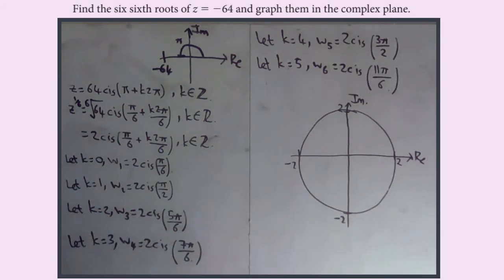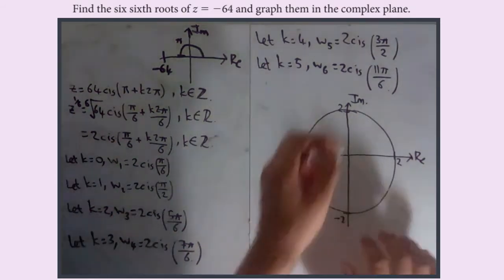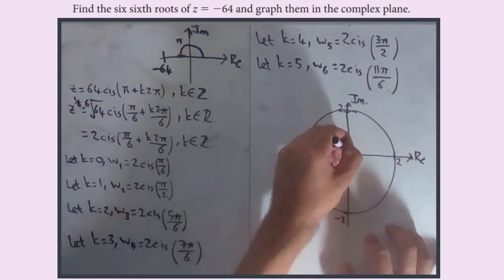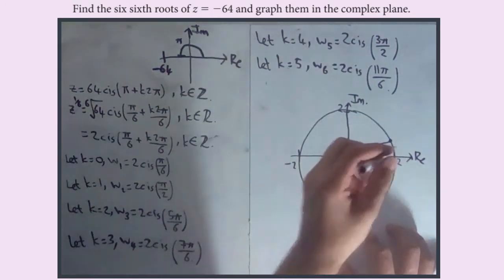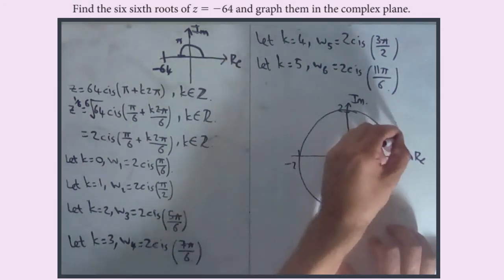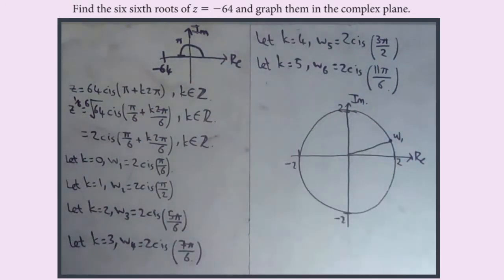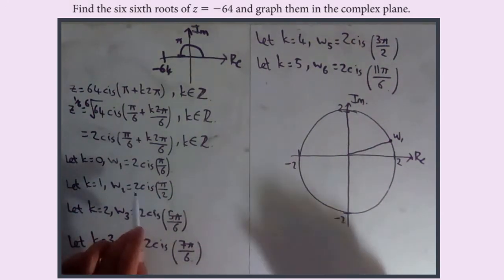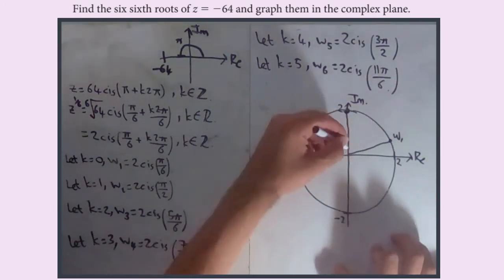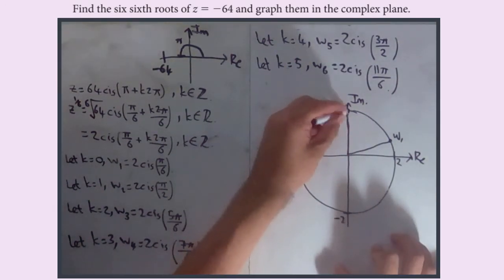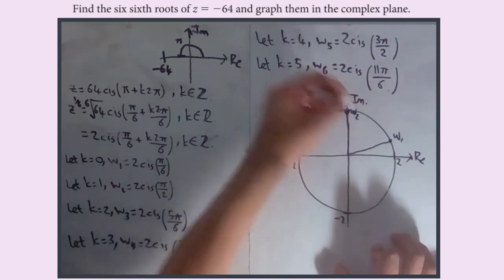So just think, pi is 180, pi by 6 is 30. So the first root is 30, probably about there. So that is W1. Okay, the second one is 2 cis pi by 2. Well, pi by 2 is 90 degrees, so that can be here. So probably could do with a different colour, but that is W2.